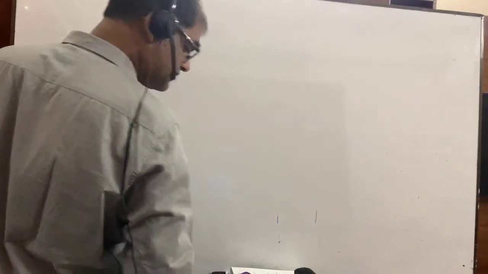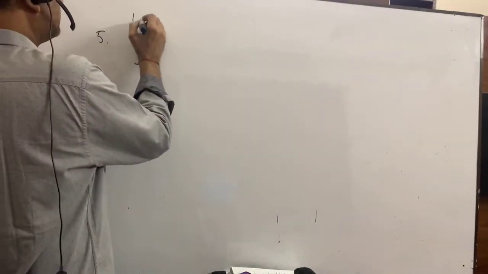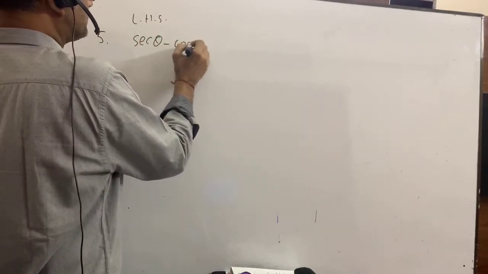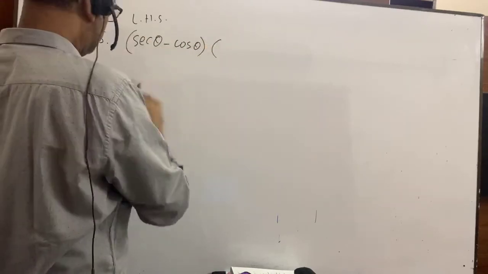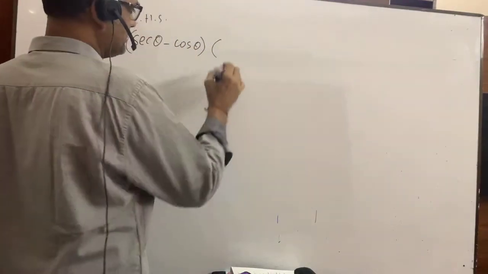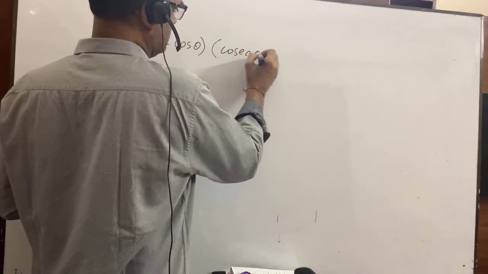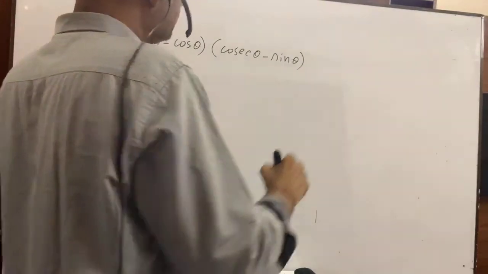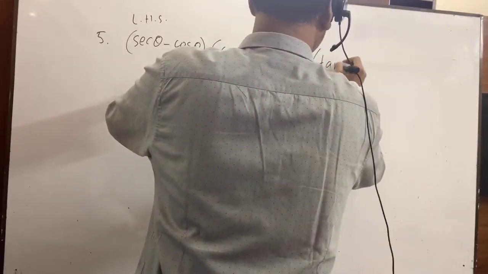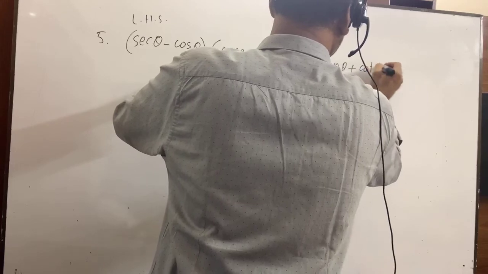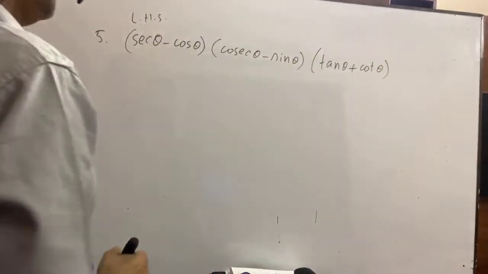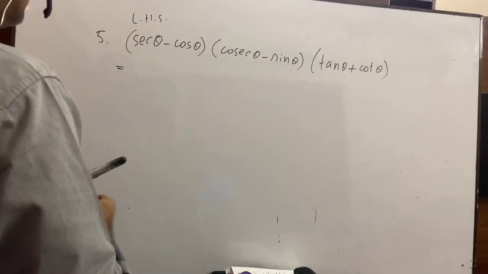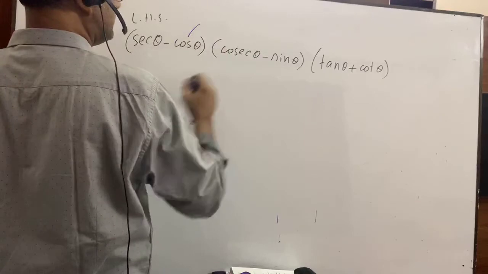Sec theta minus cos theta, left hand side you write down at first. Left hand side, sec theta minus cos theta into cosec theta minus sin theta into tan theta plus cot theta. Okay, what actually are we getting? You see, it is cos theta, it is sin theta.